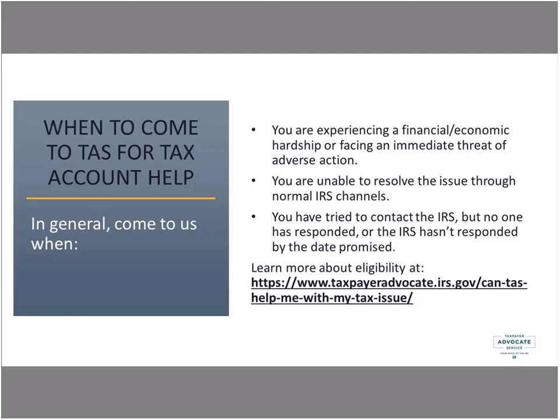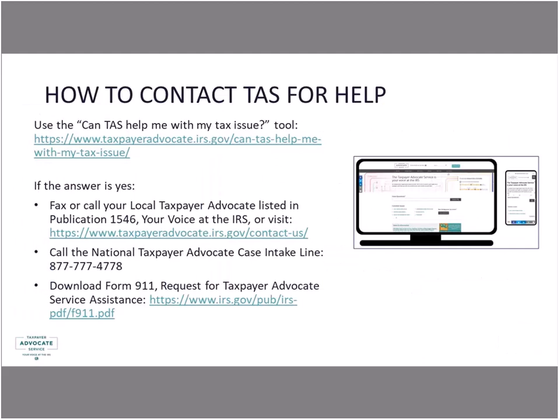I'll tell you about a new tool that we have. Well, it's probably about a year old now. So how to contact TAS for help. You can use this Can TAS Help Me With My Tax Issue tool that's on our website. If you do qualify for our assistance, it walks you through a couple of questions. There are a number of ways that you can request our help. If the answer is yes to those questions, it'll direct you to our Form 911, Request for TAS Assistance. You can print it, fill it out, and you can fax it or snail mail it. In some cases, you can email it into us.